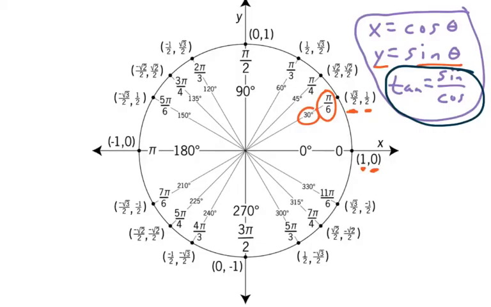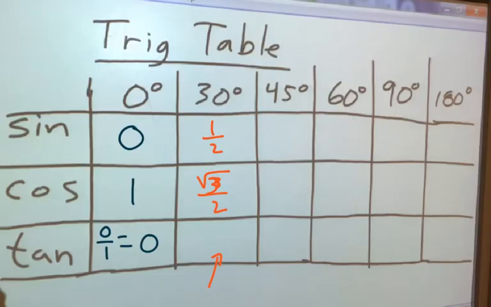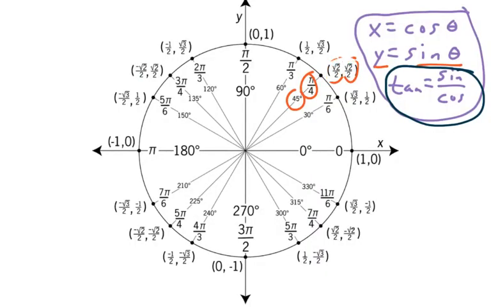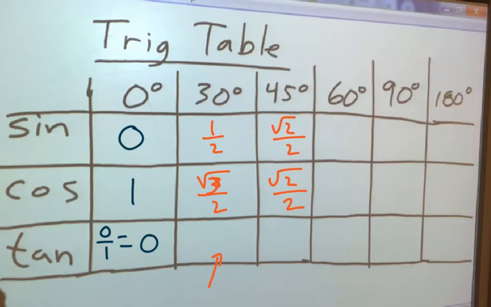So let's go on to 45. If I was to go on to 45 degrees, or pi over 4 radians, both x and y are square root 2 over 2. So the sine is square root 2 over 2. The cosine is square root 2 over 2. Let's go on to the 60. If I'm at 60 degrees, which is pi over 3, well, we know that the x, or cosine, is 1/2, and the sine is square root 3 over 2. Okay, so the sine is square root 3 over 2. The cosine of 60 is 1/2.